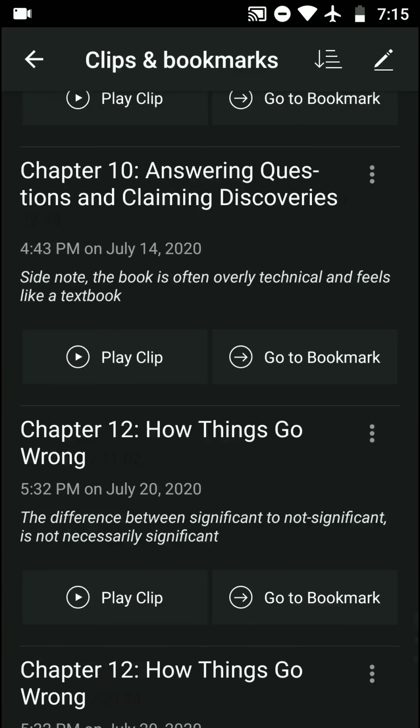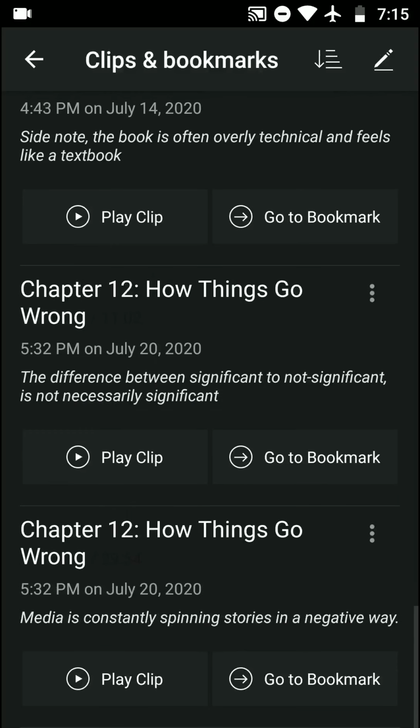Side note: the book is often overly technical and feels like a textbook. That's what I said in the review part. Overly technical, a lot of numbers and formulas, which didn't have to be this way. I'm sure simplifying is not easy either, but for me, it didn't do a good job.